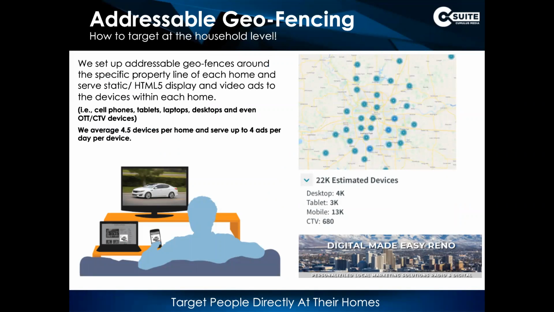This is really unique because what it allows us to do is serve either static or motion-based display and video ads to these devices within a home. Using addressable geofencing, we target individual homes who are most likely to buy your product or service. Now, what's interesting is your business can combine household data with an address to create a personalized marketing message directly to all the persons living in that home. In fact, on average, we identify about 4.5 devices per home and serve up to 4 ads per device per day, targeting people directly in their homes.